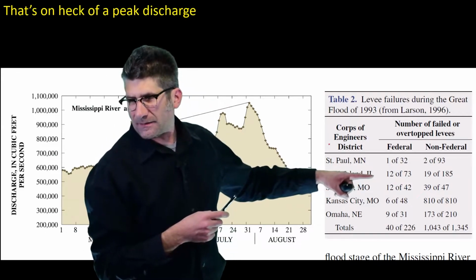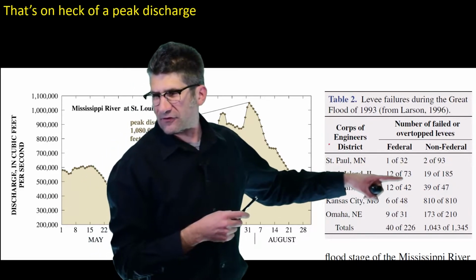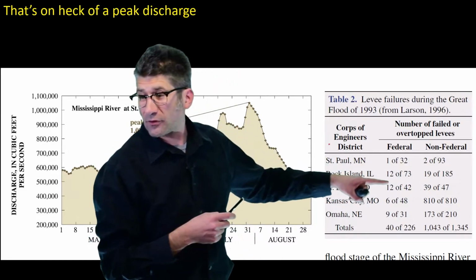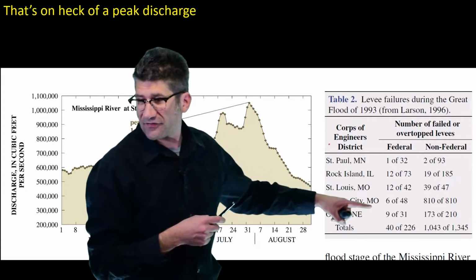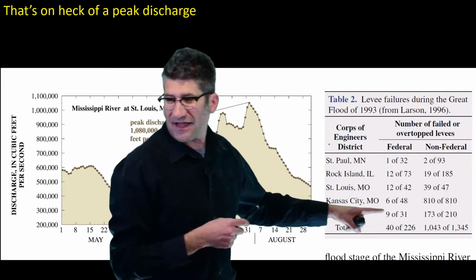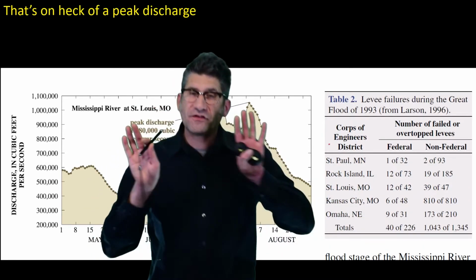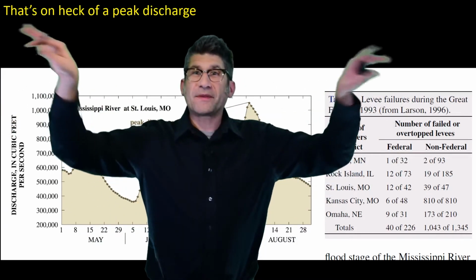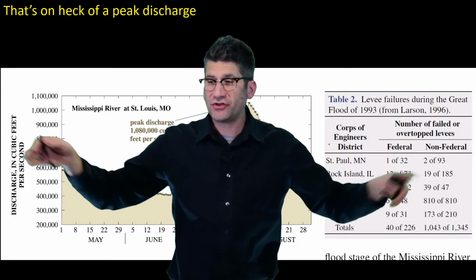And so here we have federal versus non-federal. And we're talking about, in the case of Kansas City, basically every single levee failed. So all the levees are being overtopped. Water is dumping out over the sides, making that huge, huge channel.